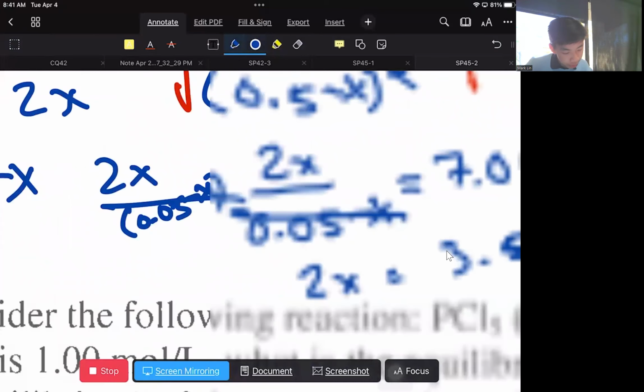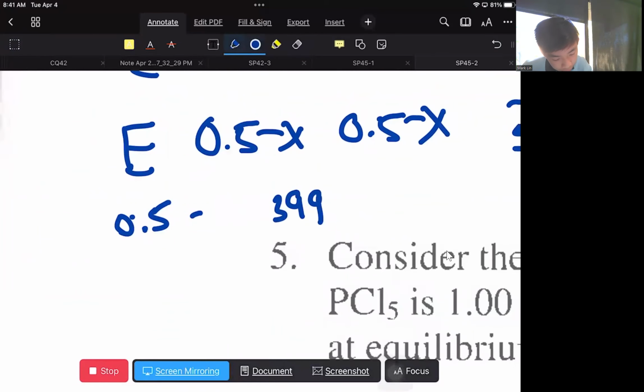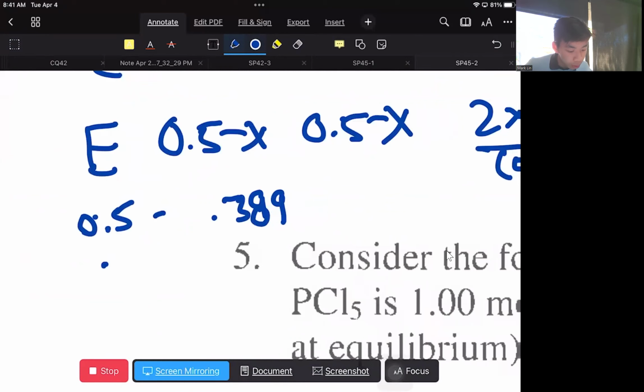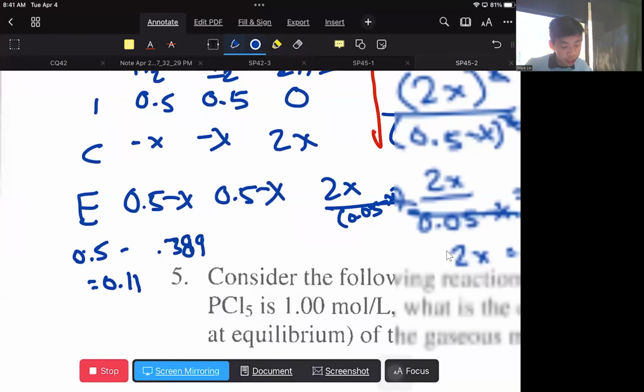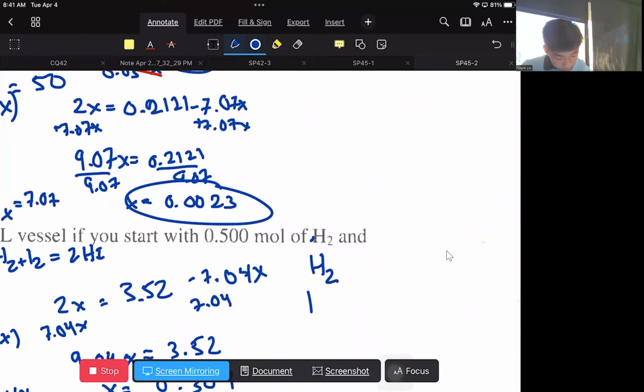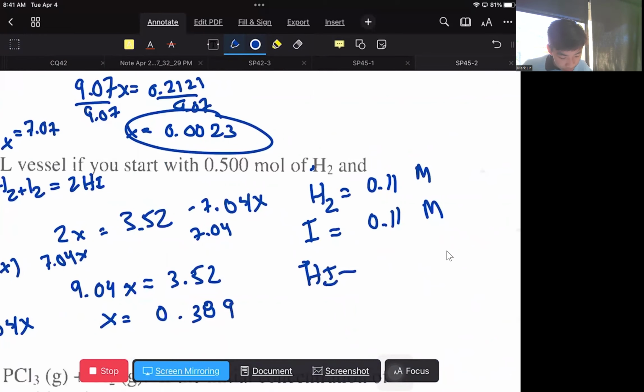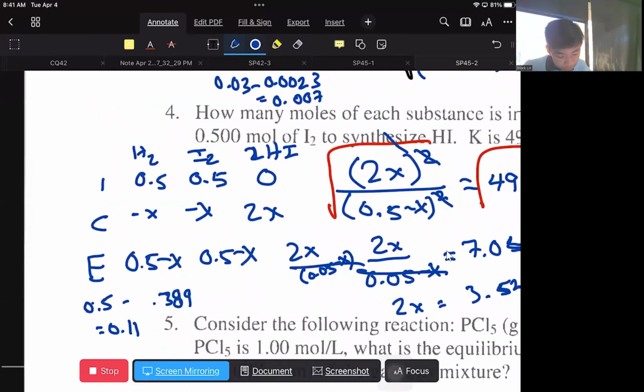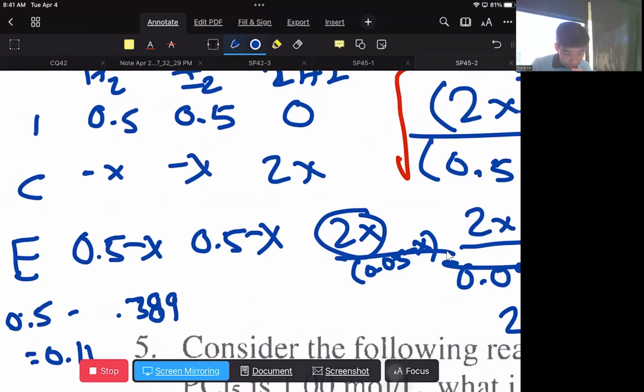Right, so 0.5 minus 0.389 gives you 0.11. So since H2 and I2 are going to be the same, it's going to be 0.11 molarity. And then for HI, you just take the x and multiply by 2, right? So the x is 0.389 times 2, to give you 0.778.